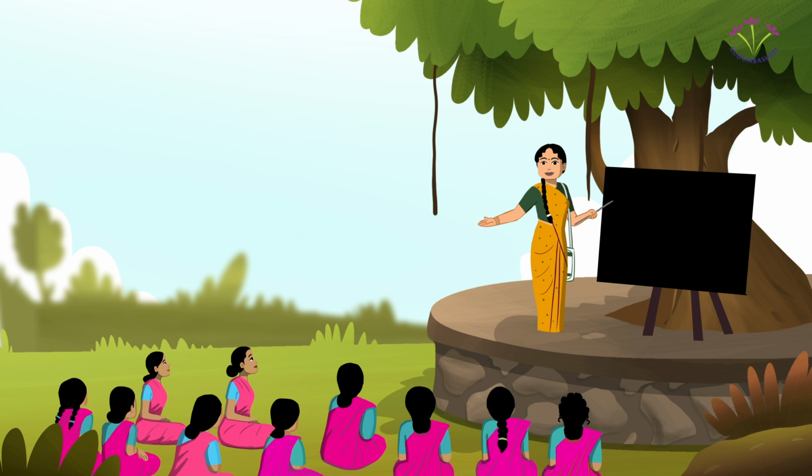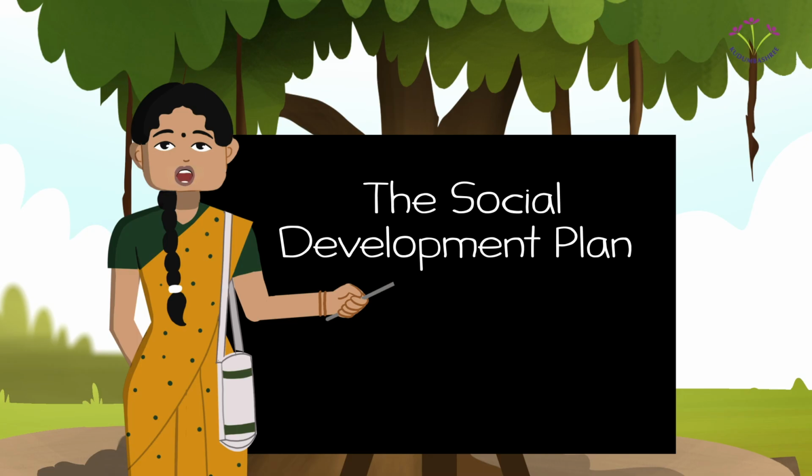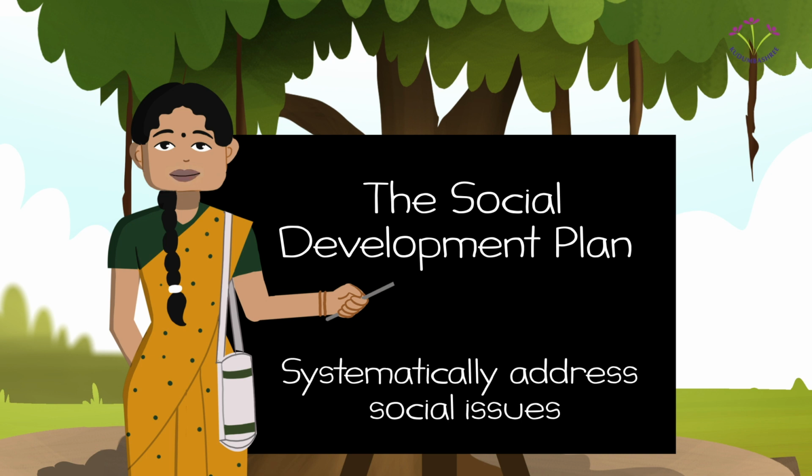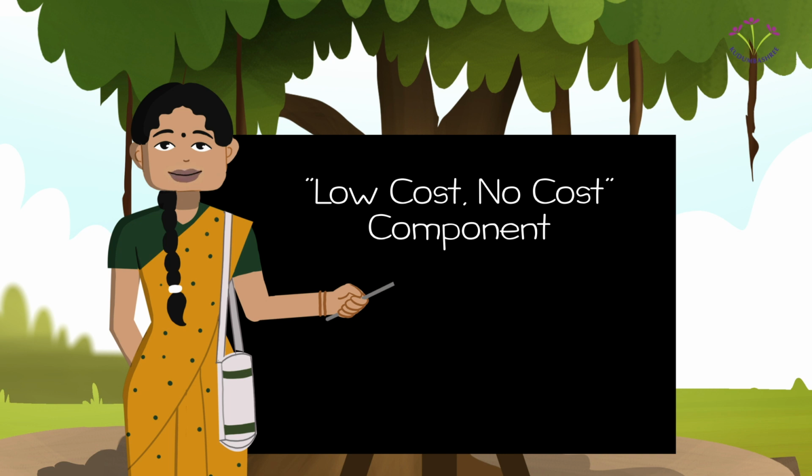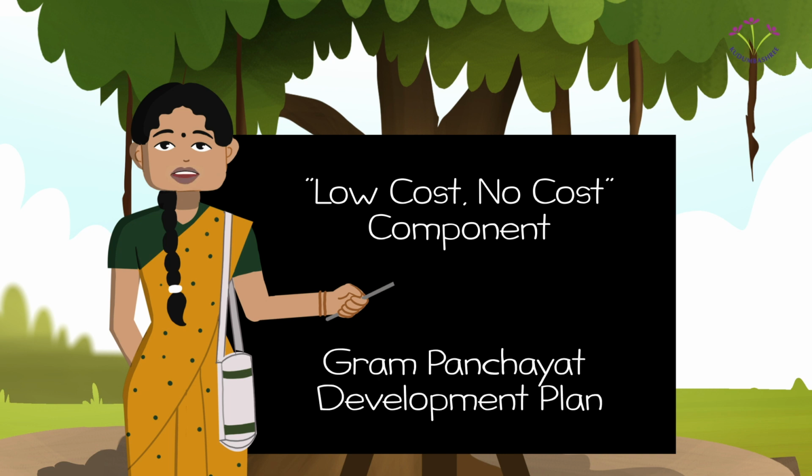Good afternoon to all. Today, let us find out about one of the important components of the Village Poverty Reduction Plan, the Social Development Plan. The Social Development Plan, or SDP, is a plan to systematically address social issues in the village that are identified by the VIVO members. It falls under the low-cost, no-cost component of the Gram Panchayat Development Plan, that is, prepared by the Panchayat. Each social development plan focuses on one social issue and the interventions designed by the community members to address it with the help of different stakeholders in the village.